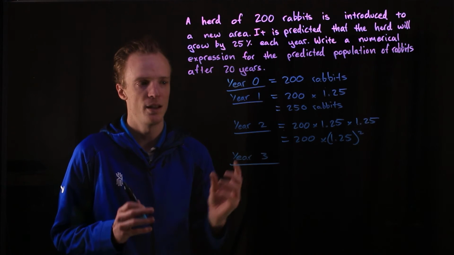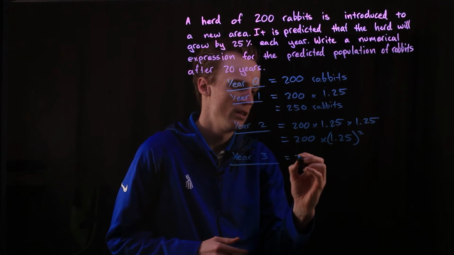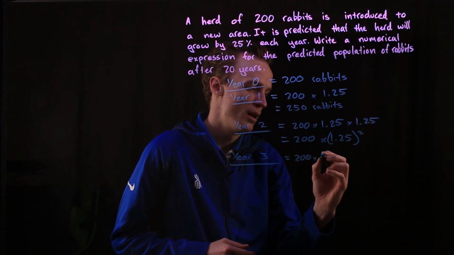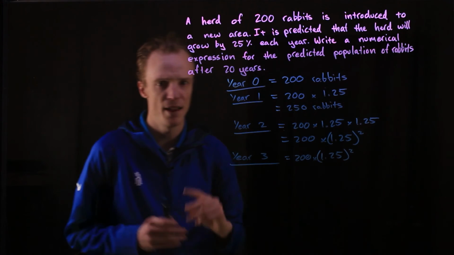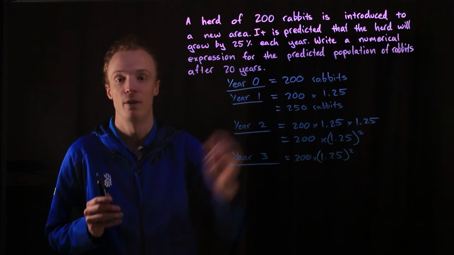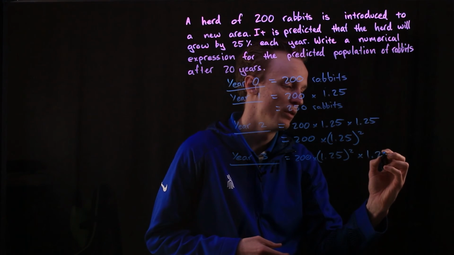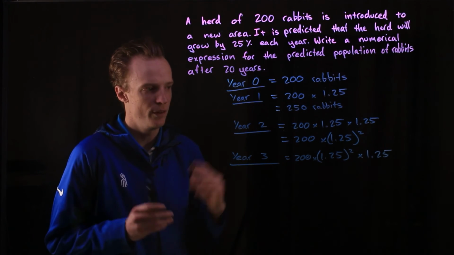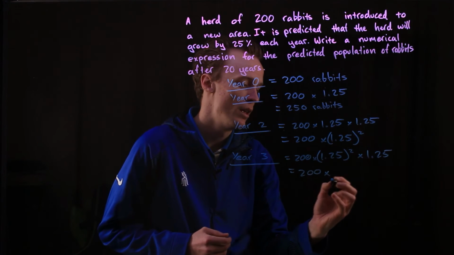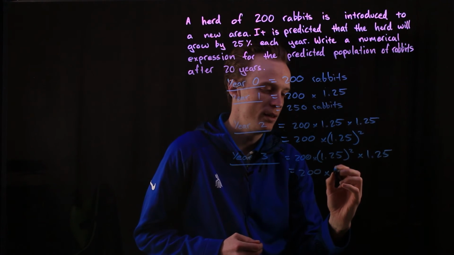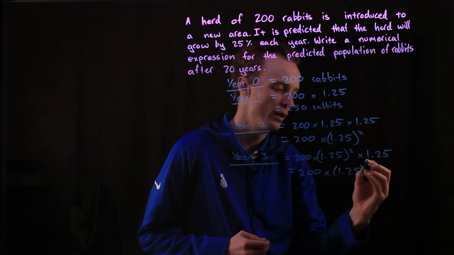Well, let's consider year 3. At year 3, you would take the population that you'd had at year 2, which we found through this: 200 times 1.25 all squared. And then you would increase that again by another 25%. So you would multiply again by 1.25. But of course, you can start to see a pattern that's occurring here. You can see that we've got this initial population, and we're multiplying it by 1.25, this time to the power of 3.